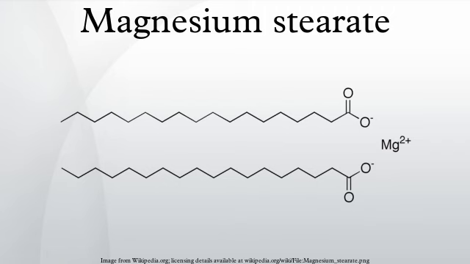Magnesium stearate is a major component of bathtub rings. When produced by soap and hard water, magnesium stearate and calcium stearate both form a white solid insoluble in water, and are collectively known as soap scum.